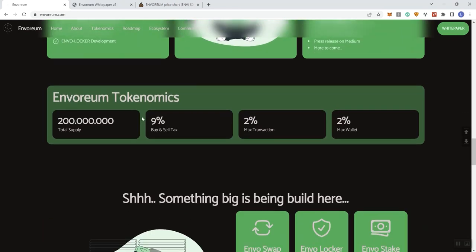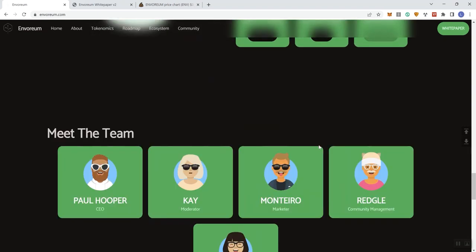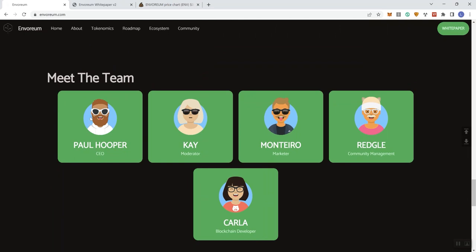All right, and then we can see the tokenomics here. So total supply, and then we get the text. And then we get something big is being built here, okay? So swap, locker, teaser, okay? Teaser app, teaser here, so this is all associated with their ecosystem. So I do like this graphic here. Then meet the team, so these are not clickable, it just gives you faces, and they're not real faces, so be aware of that.